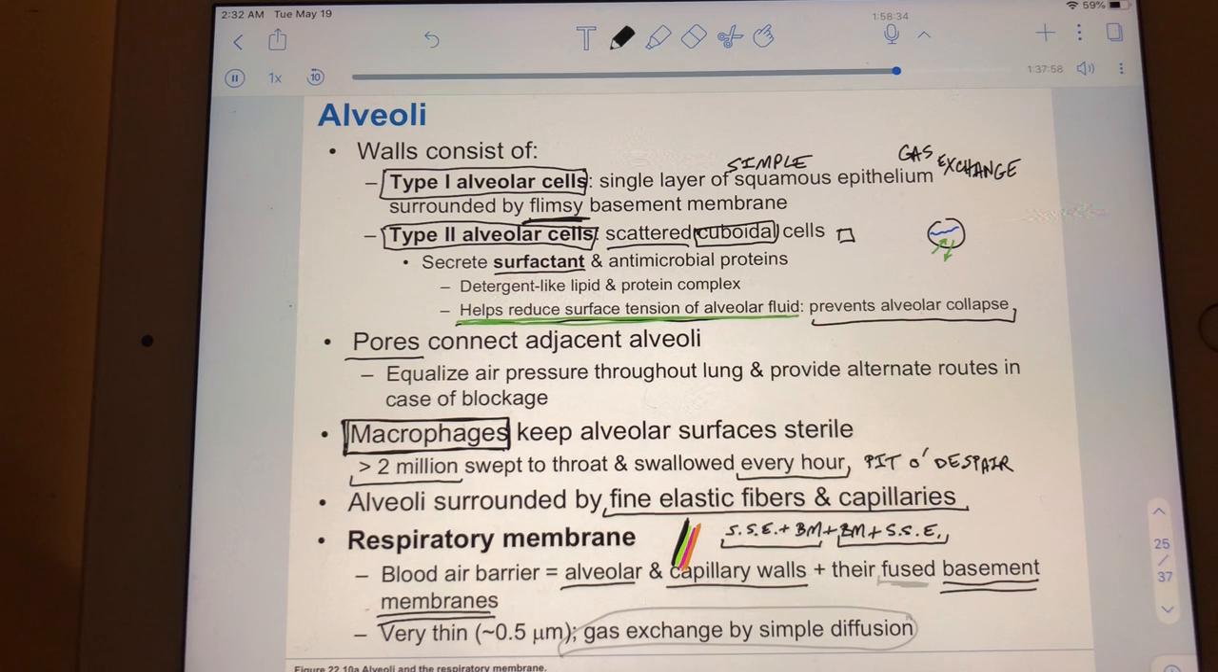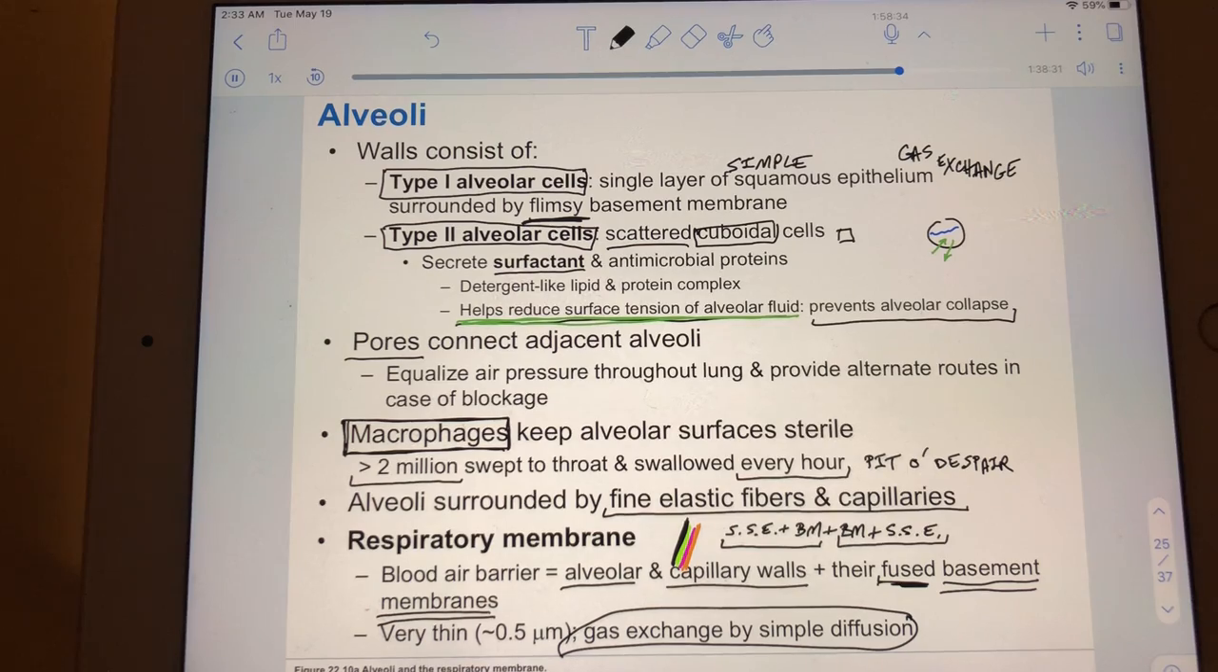Okay? These basement membranes are so thin that they actually end up being fused together. Okay? And the whole cookie, the whole membrane is so thin. It's less than half a micrometer. So thin, okay? It's across this membrane that we perform gas exchange. It's across the respiratory membrane, okay?